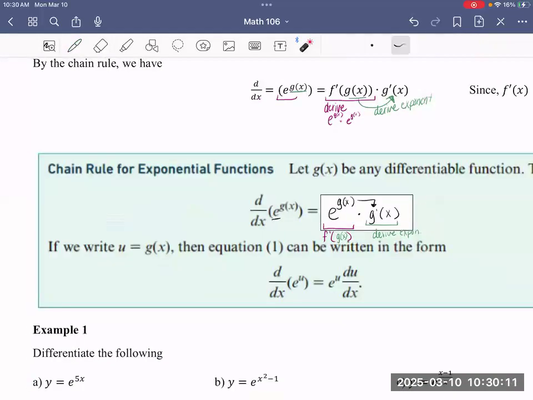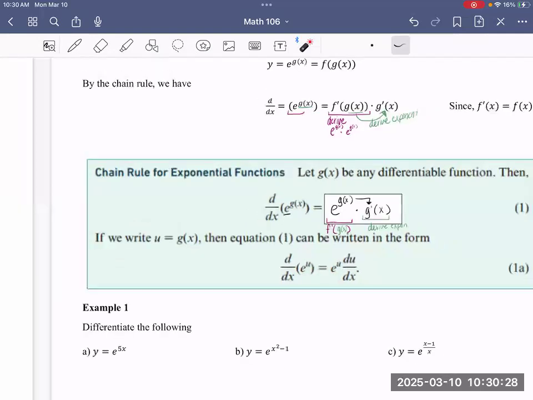As we've seen before in chapter 3.2, where we learned about the chain rule, we could have it in a different terminology. We could say this is really e to the u, where u is g of x. And then, of course, you have to derive in those certain aspects.